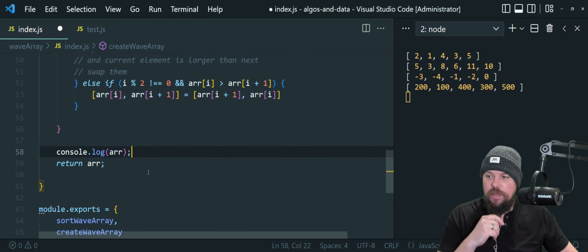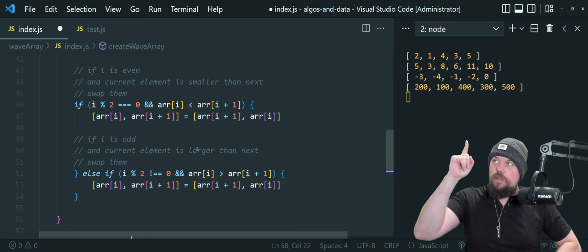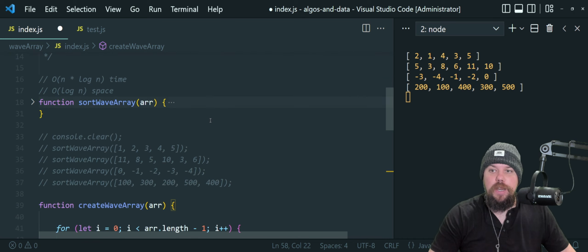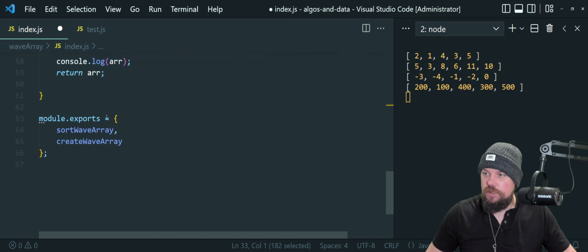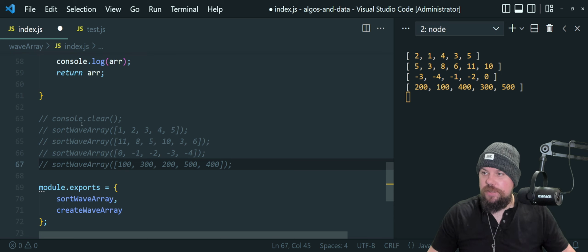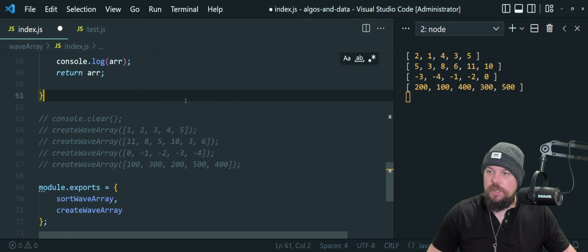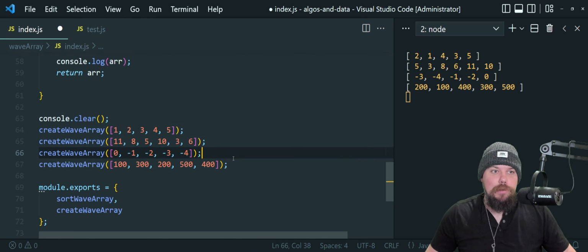And even though this won't give us the exact same console log values that I have in my examples up here, they should, however, still work just fine for visualizing this here. So we're going to create a wave array on all these, boom, and then comment them in, and then hold on to your butts.